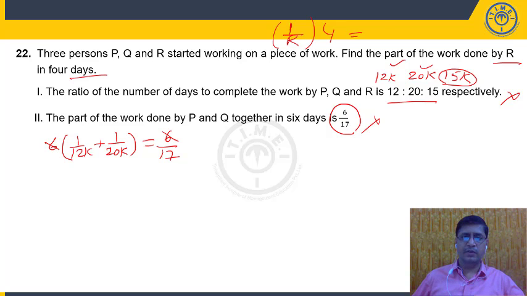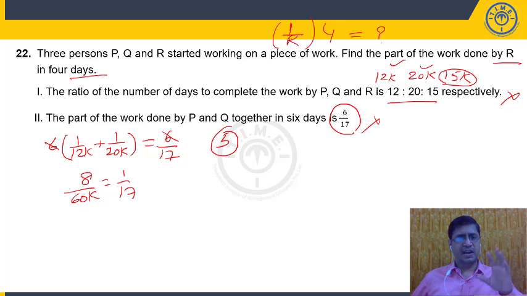So what do we need to find? The days for R. Simple thing. Yes, it is possible. On solving this, we get the k value. Of course, the LCM is 60k. So it goes 5 times and 3 times, 8. 8 by 60k, simplify. 8 by 60k is equal to 1 by 17. Simplify, you will get the k value. Substitute here and simplify, you will get the answer. So what is the right choice here? Combining both the statements, it is possible. The right choice is option 5. Fifth choice is the right choice, combining both the statements. Am I clear?